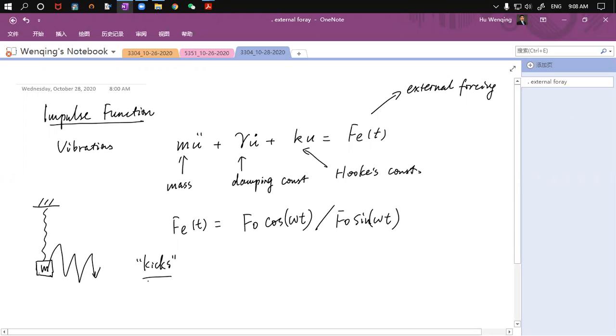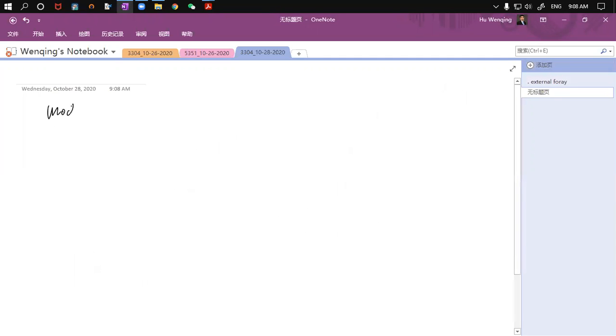Then we want to understand what happens to the vibration subject to a kick. Suppose your mass is freely vibrating, but you suddenly kick it. Is the trajectory going to change? Are you going to have a different trajectory for the motion of the mass? That's a very interesting problem, which means that we're going to model the kick force.